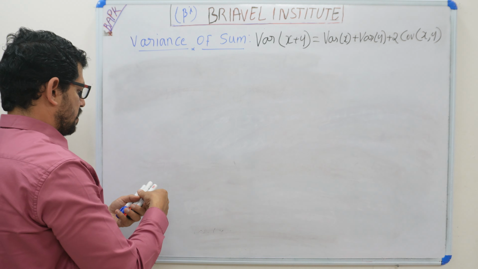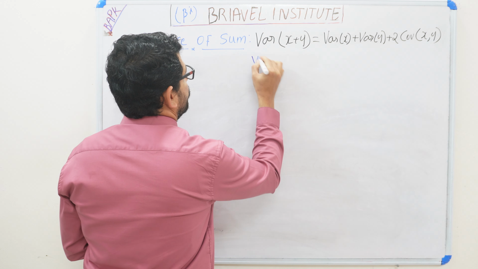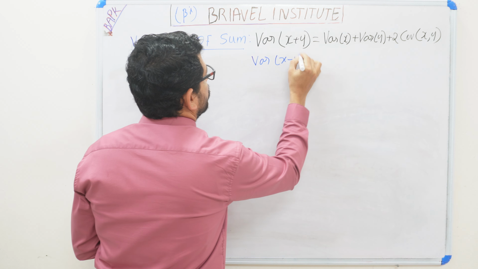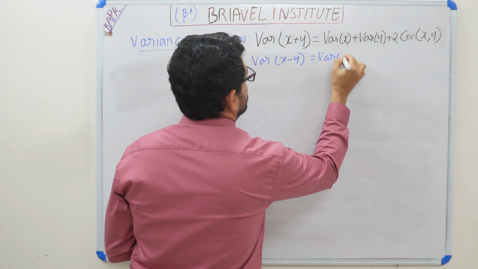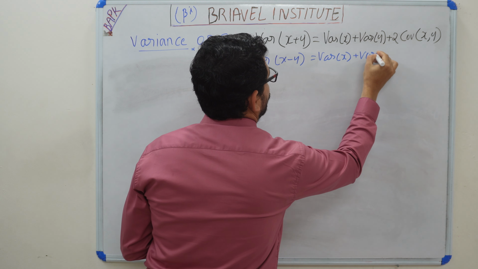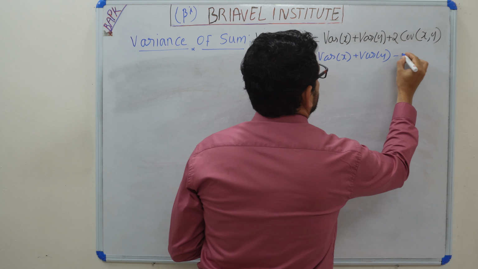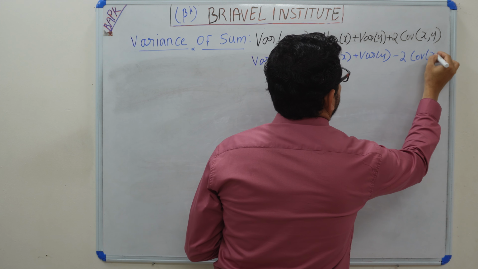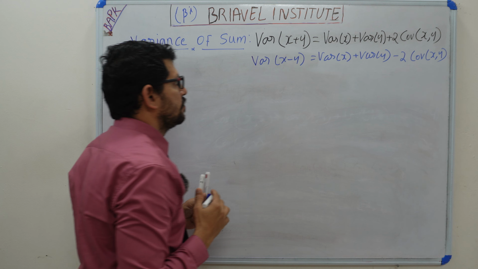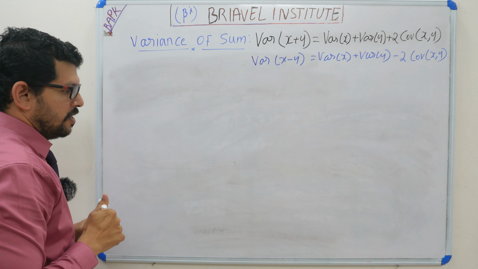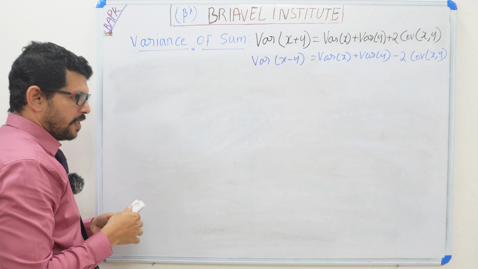We can write here variance of X minus Y is equal to variance of X plus variance of Y minus 2 times covariance of X comma Y. So these are the two formulas we studied here.